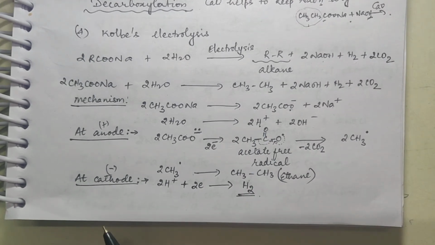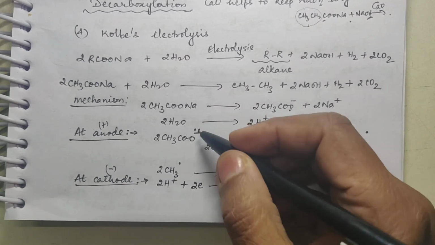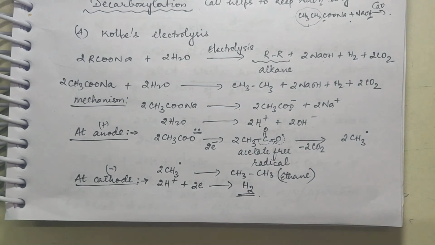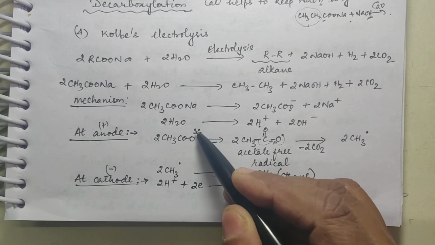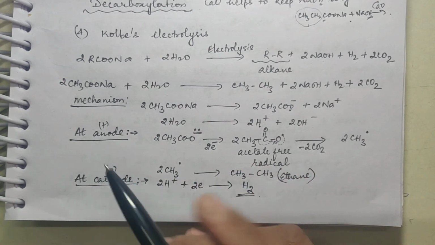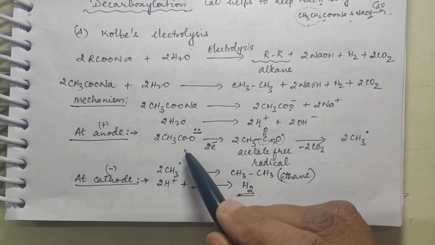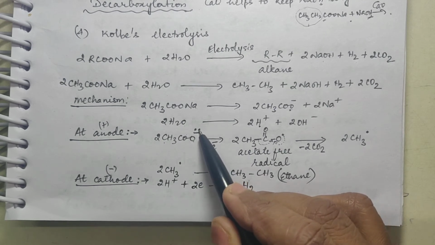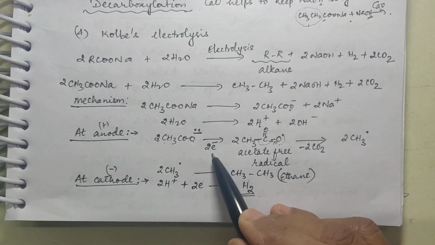Now this CH3COO minus. Whenever you have a negative charge, I told you, it denotes a pair of electrons. That is what I have shown. This negative charge is denoting a pair of electrons. And at the anode, what happens? Oxidation takes place. What is oxidation? Loss of electrons. Each and every acetate ion will lose one electron at the anode. So two acetate ions will lose two electrons.